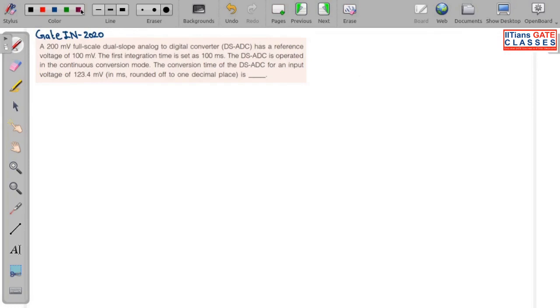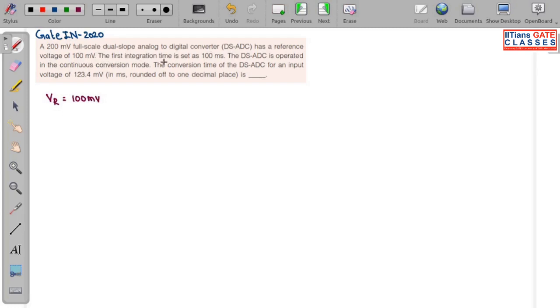This was also a very simple question. These are free marks questions. If you know the basic formula of such questions, you can solve them very easily. What they have given here is a 200 millivolt full scale dual slope analog to digital converter has a reference voltage of 100 millivolt.